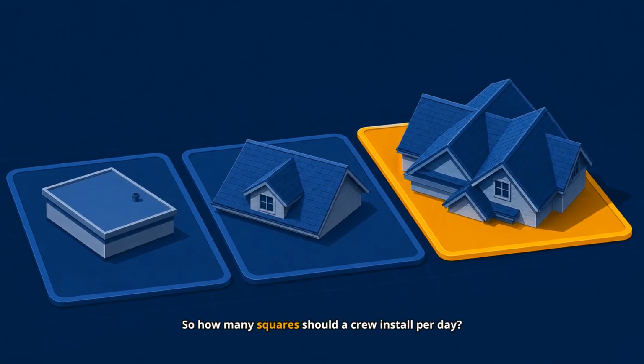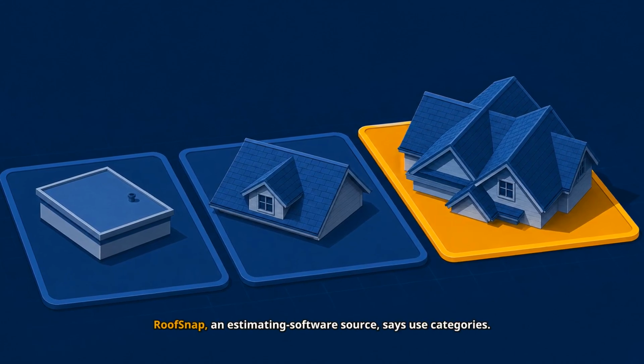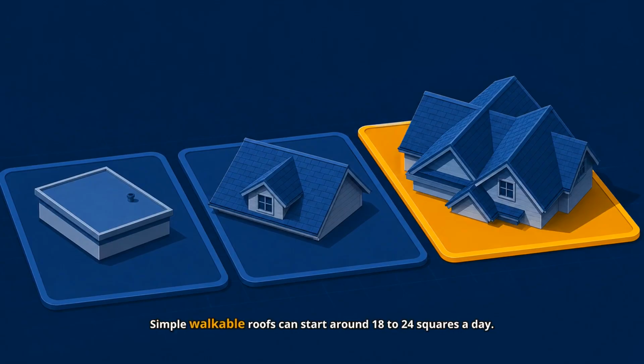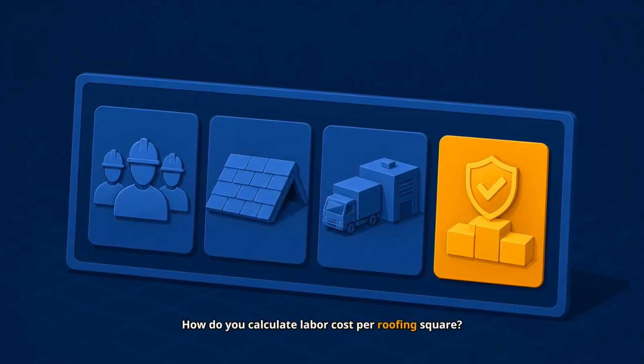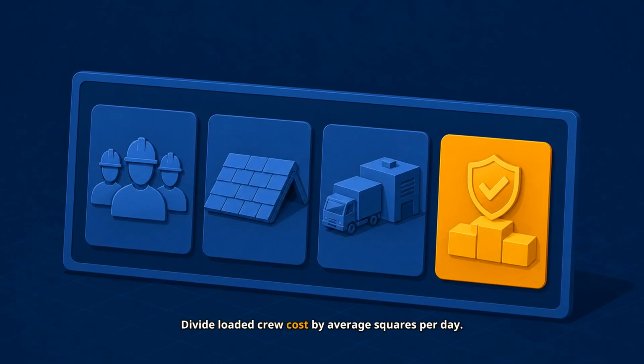So how many squares should a crew install per day? RoofSnap, an estimating software source, says use categories. Simple walkable roofs can start around 18 to 24 squares a day. Moderate roofs fall around 12 to 18. Steep or complex roofs fall around 6 to 12. How do you calculate labor cost per roofing square? Divide loaded crew cost by average squares per day. Use your category, not a shop-wide average. Then price overhead and profit after labor.